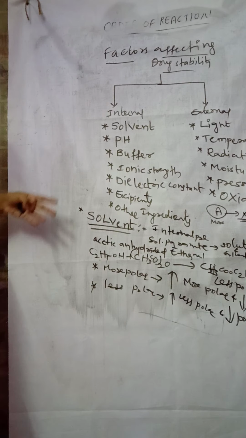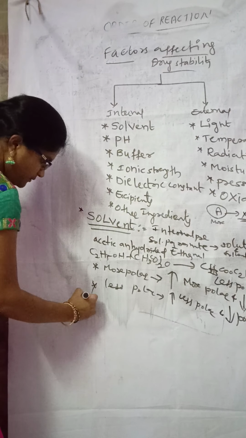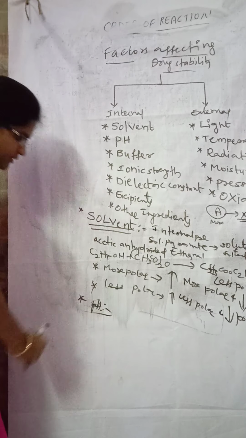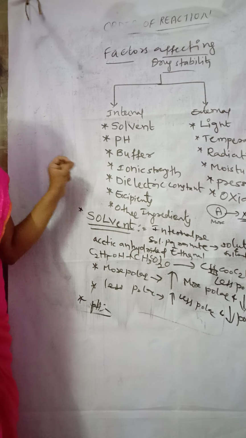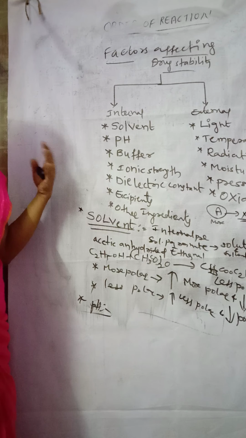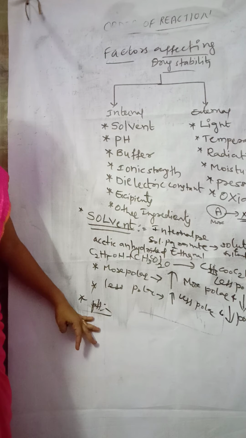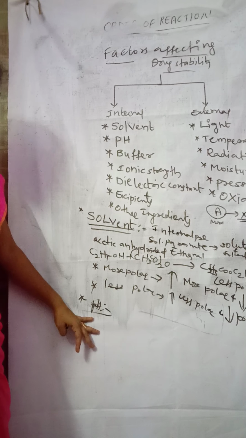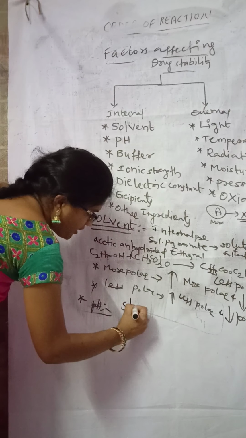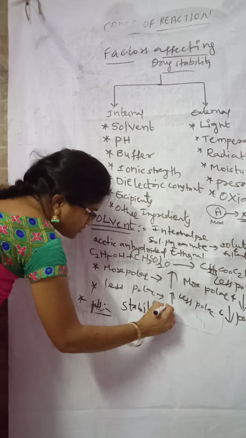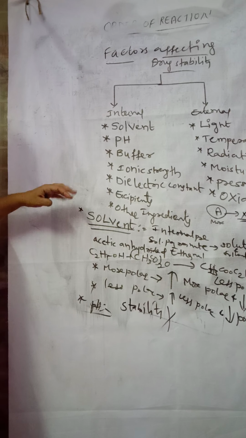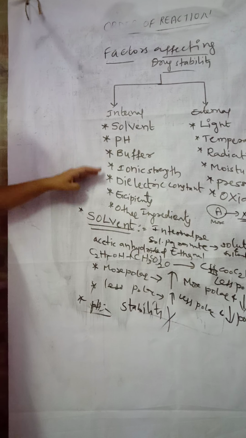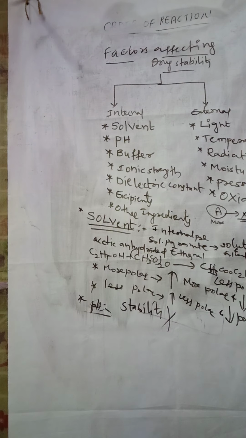So next we will discuss pH. pH is very important, because if you are not adjusting the optimum pH of that particular dosage form or the substance, it will undergo the degradation process. So it is compulsory to adjust the optimum pH. If you are not adjusting the pH, the stability will be lost. So this is regarding the effect of solvent and pH. Next part we will discuss the remaining factors.